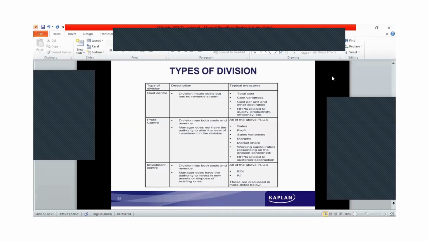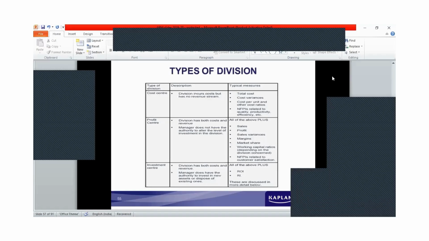There are certain units or centers where they incur only cost. There are no revenues generated, so these are only cost incurring units like production, administration, HR. These units do not generate any revenue, so they just incur cost to complete the task which is assigned. So it's basically about incurring cost and having cost control.